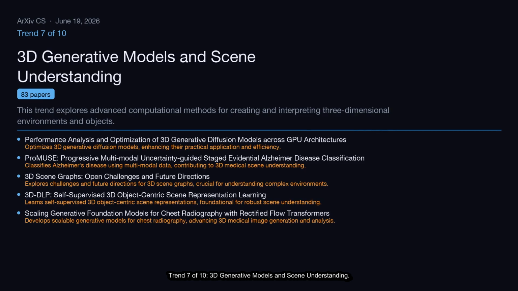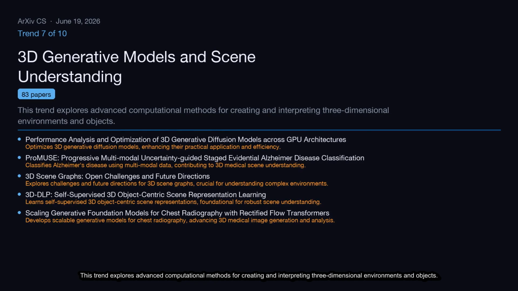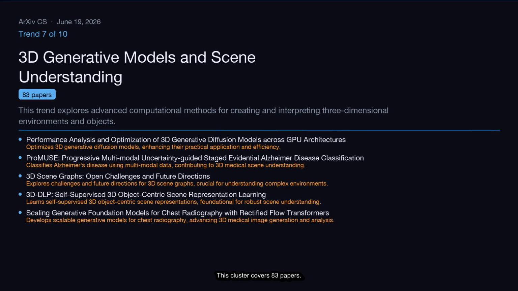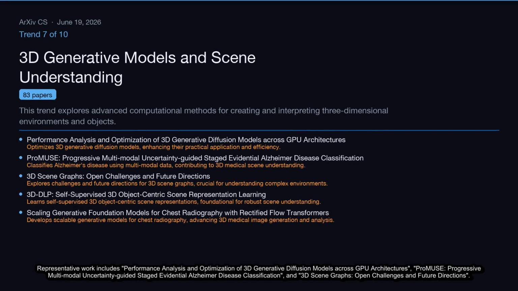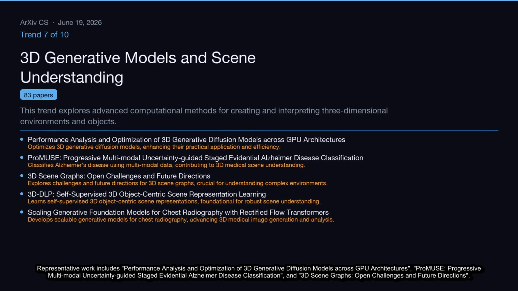Trend 7 of 10. 3D generative models and scene understanding. This trend explores advanced computational methods for creating and interpreting three-dimensional environments and objects. This cluster covers 83 papers. Representative work includes performance analysis and optimization of 3D generative diffusion models across GPU architectures.